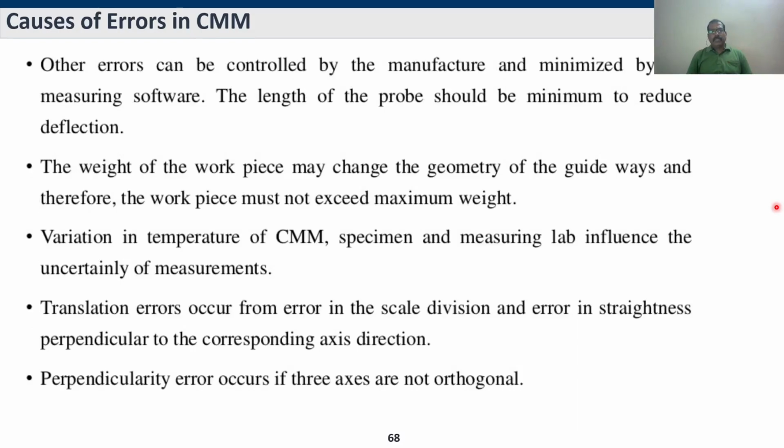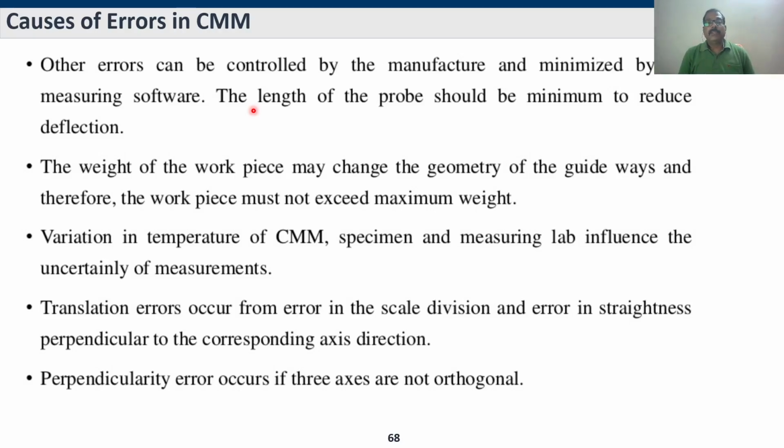Then other causes of errors can be controlled by the manufacturer and minimized by the measuring software. You can do some offsetting of errors in the software. They will be providing some zero offset errors. For example, initially if they want to see the values, if it is not in the home position XYZ, they can have control over offsetting error, which can be minimized by doing some function. There is a function in the software itself, so using that, we can avoid that kind of errors.